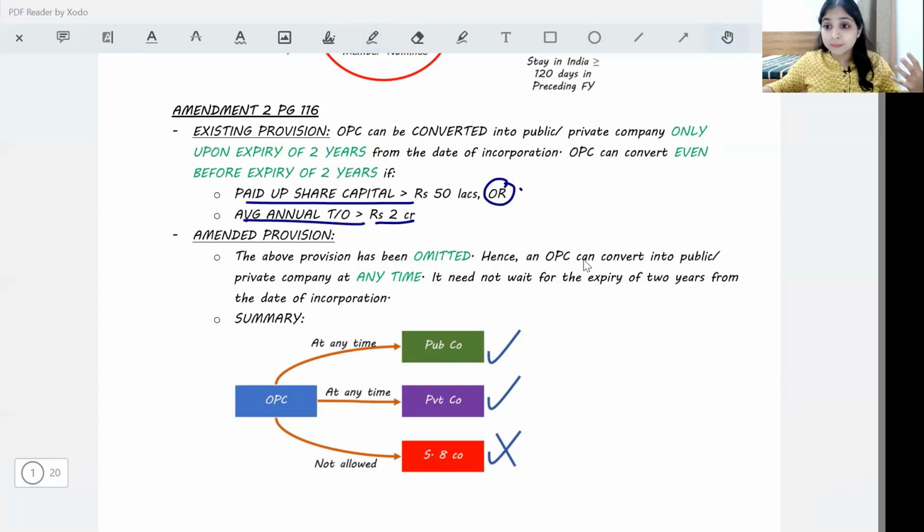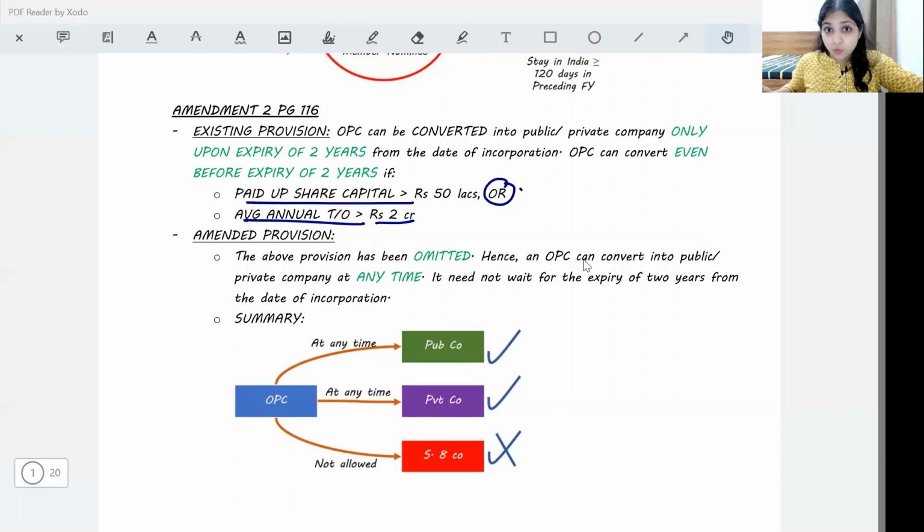You understand? I'll repeat again. Earlier, the provision was that a one-person company can be converted into a private or public company, but it could do this conversion only after 2 years. But now, what if we want to convert even before 2 years? Is there some solution? Yes, there is a solution.